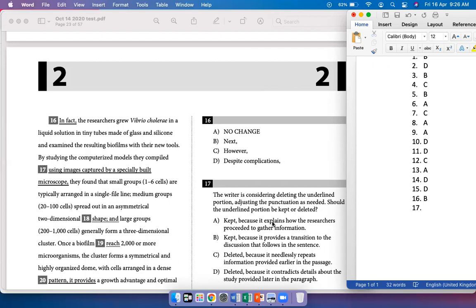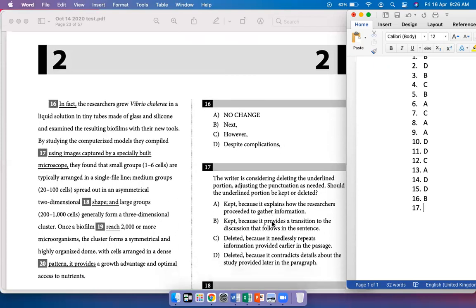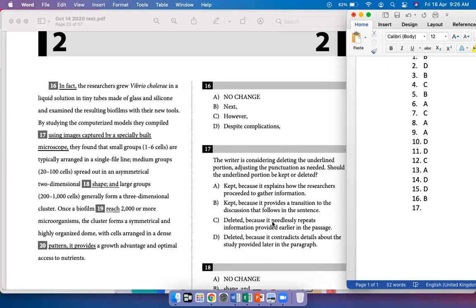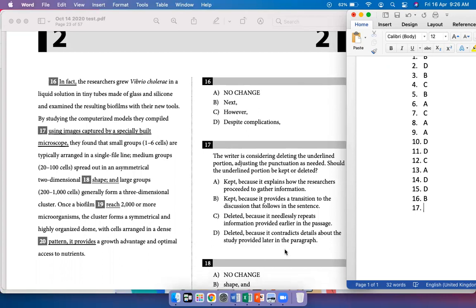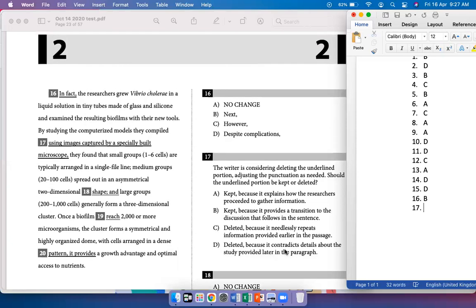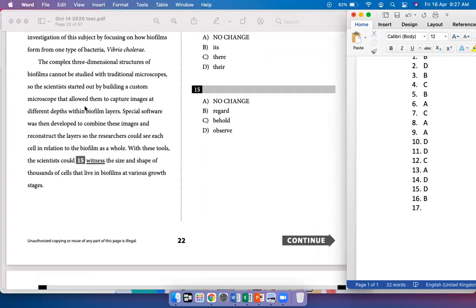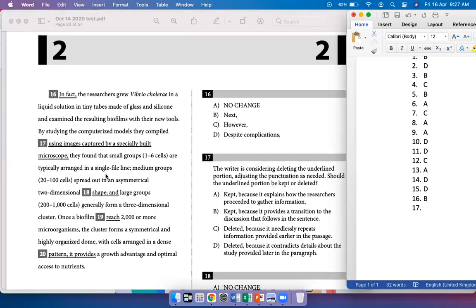By studying the computerized models they compiled using images captured by a specially built microscope, they found that small groups are typically arranged in a single file line, medium groups spread out in an asymmetrical two-dimensional shape, and large groups generally form a three-dimensional cluster. Right. So what you are seeing here is the specially built microscope. Has that been mentioned? No, it's already given in the previous paragraph that they started out by building a custom microscope, right? So you don't have to repeat that.